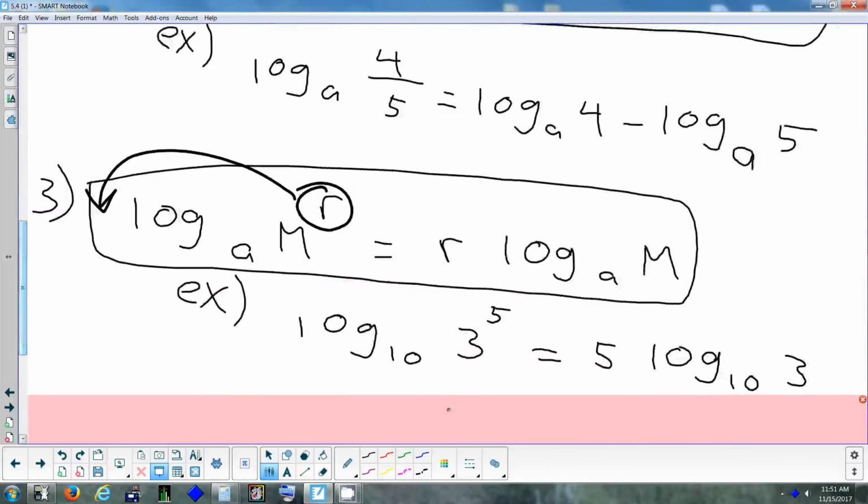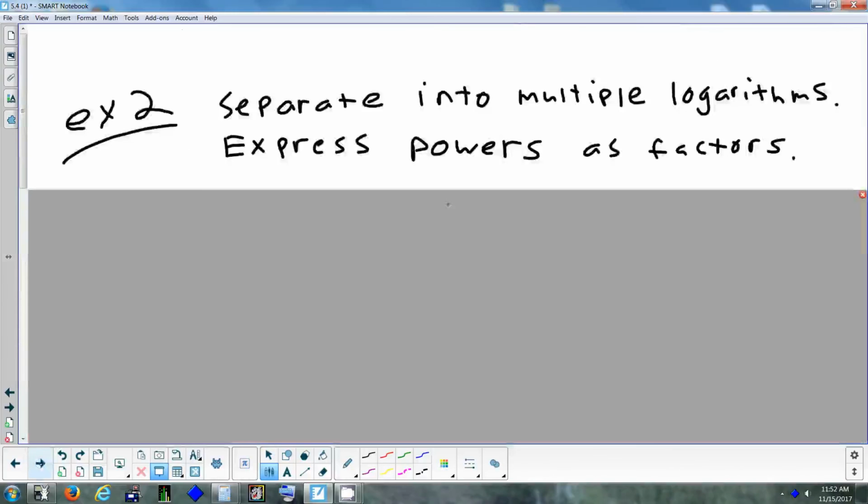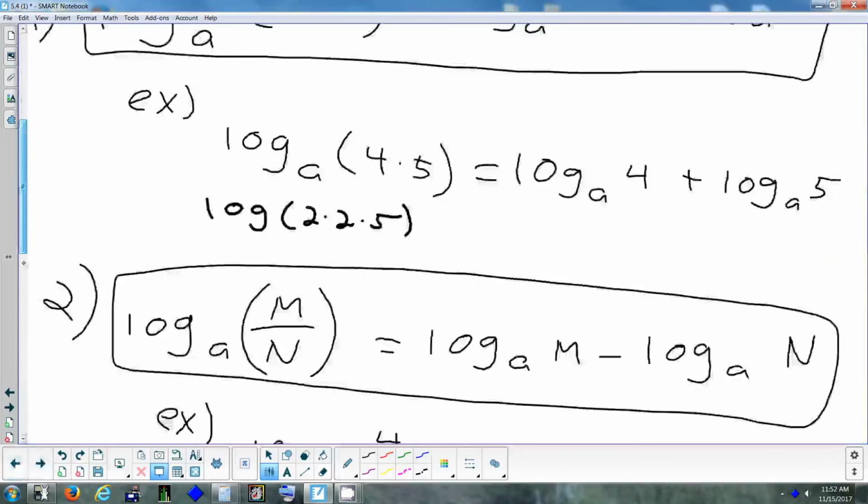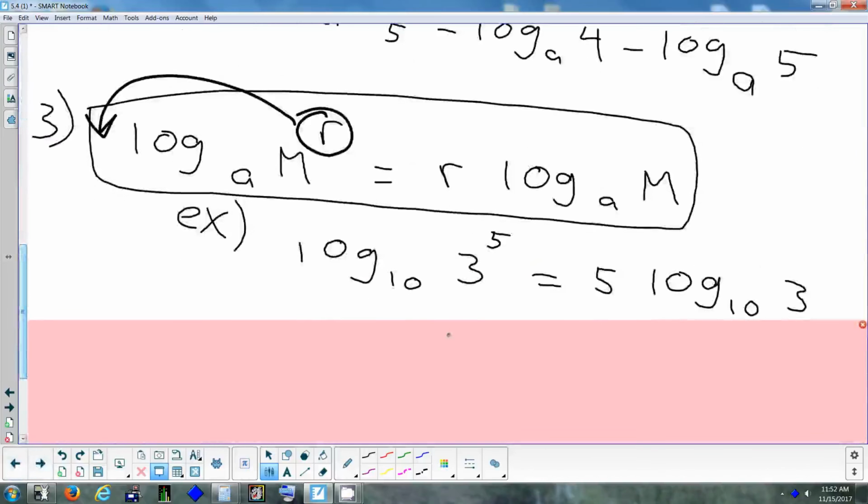The reason why you can just put the r in front is actually very simple. But I would rather go over a couple problems than explain the reason why right now. Okay, so here's an example. I just put the 5 in front. So when you read directions, if they say something like separate and express powers as factors, what they're saying is do not leave things as exponents. Do not leave powers like this. Put it in front so it's multiplication.